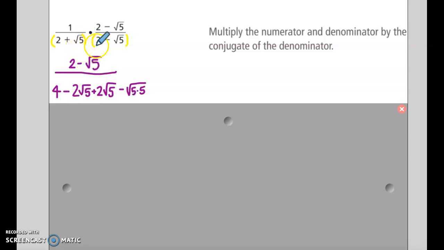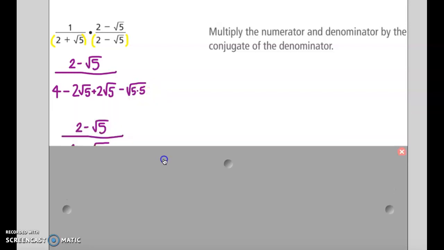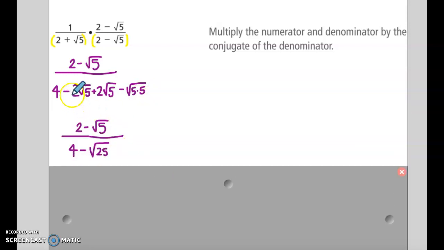Square root of 5 times 2 plus 2 square root of 5. Square root of 5 times negative square root of 5. Same indexes, so I multiply the radicands. And then I'm going to simplify. When I simplify, these are going to cancel, right? Same radicals, same radicands, negative 2 square root of 5 plus 2 square root of 5 is going to become 0. And I'll be left with 5 times 5 here is 25.